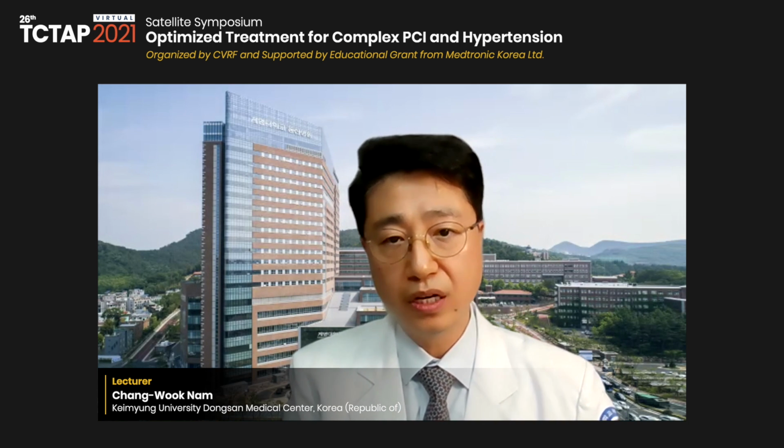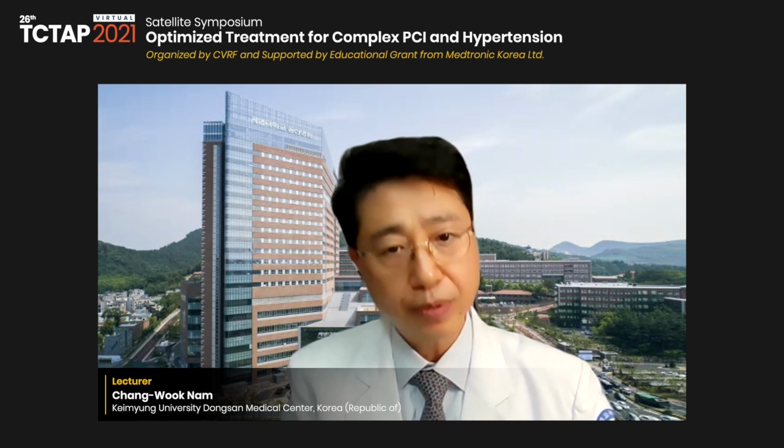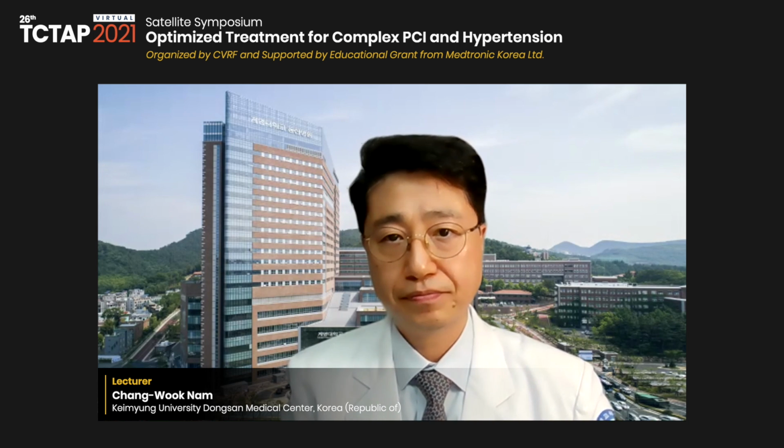So this kind of imaging and physiology guidance will be very helpful to decide the strategy, simplify, and then reduce the use of devices.